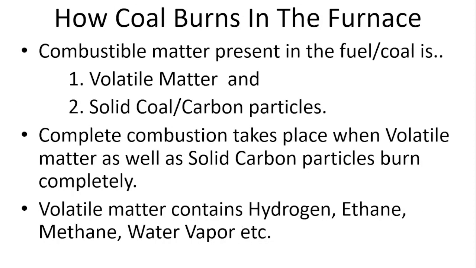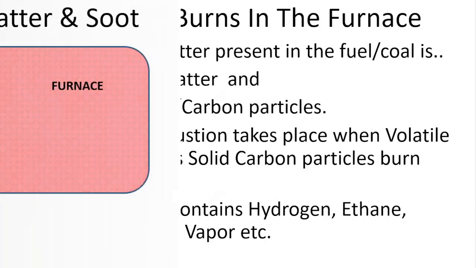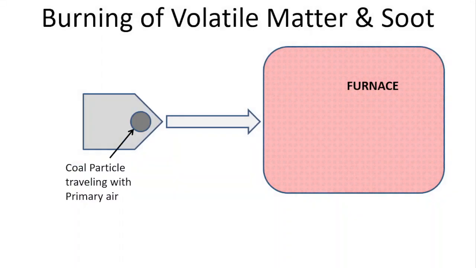We see how the coal burns in the furnace. Combustible matter is present in the fuel or coal. It is volatile matter, and secondly, solid coal carbon particles. Complete combustion takes place when volatile matter as well as solid carbon particles burn completely. Volatile matter contains hydrogen, ethane, methane, water vapor, etc. Now the burning of volatile matter and soot.